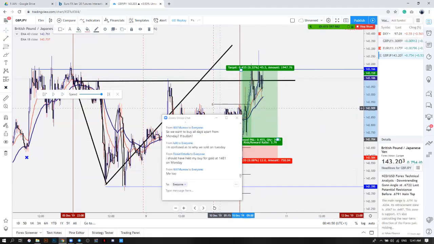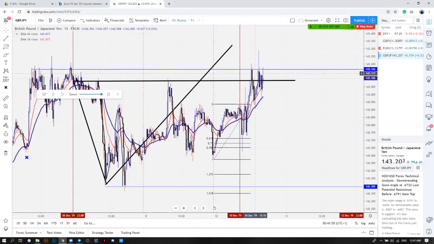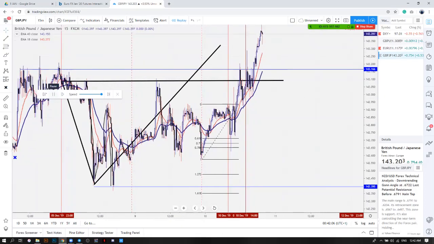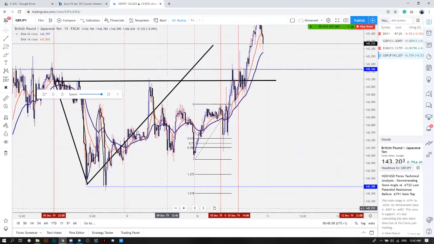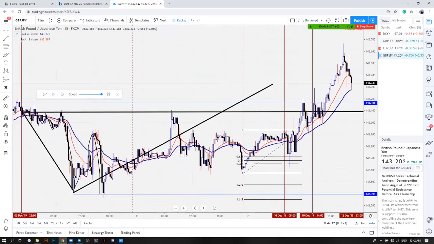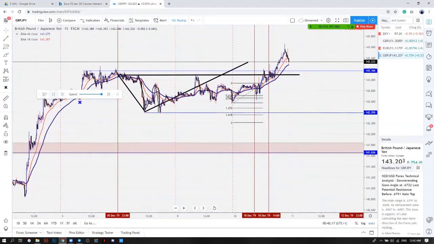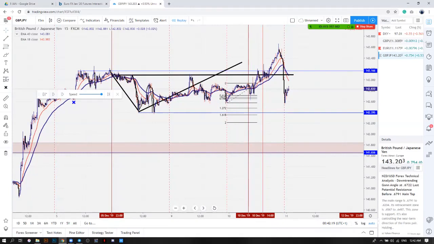So I should have held my buy from gold on Monday. Let's see, in the New York session around 14, let's see what the market does. Nothing really much. The market keeps going up. So the market ends bullish for the day.